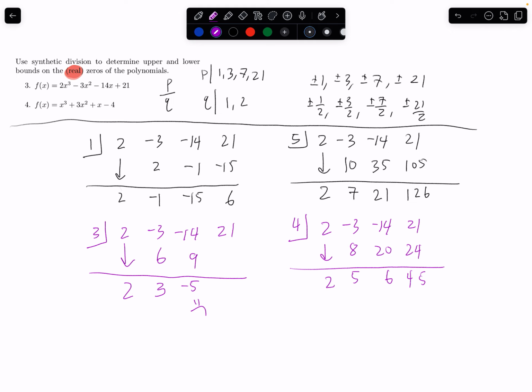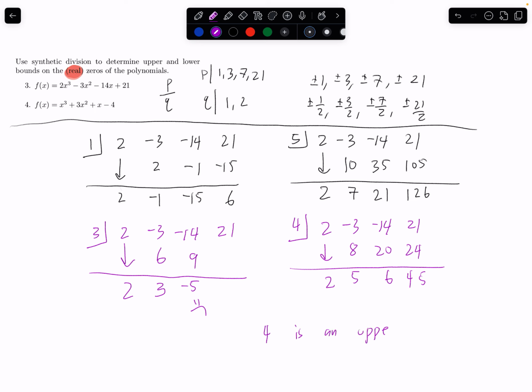Okay, so you see all these numbers are positive, right? And of course, anything above that, so if I plug in 5, I plug in 6, it's always going to be positive from there on out, right? Anything above 4, in fact, is going to give me all positive numbers. So that means that 4 is actually an upper bound. So any positive root is going to be smaller than 4.